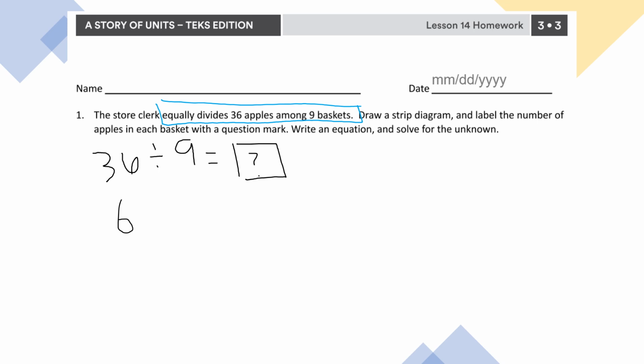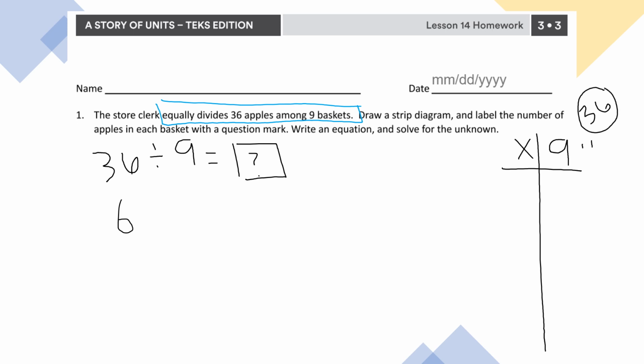Now, they asked me to draw a strip diagram and label the number of apples in each basket with a question mark, write an equation, and solve for the unknown. Well, I've written an equation, and now it's time to solve for the unknown. All right, so I am going to use a ratio table to find my answer. So I'm going to multiply times 9. 36 is my goal. So I'm just going to write 36 up here and circle it.